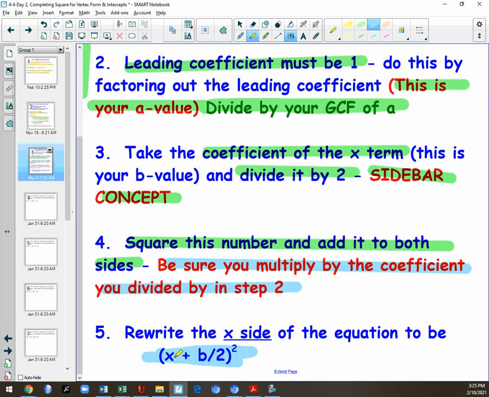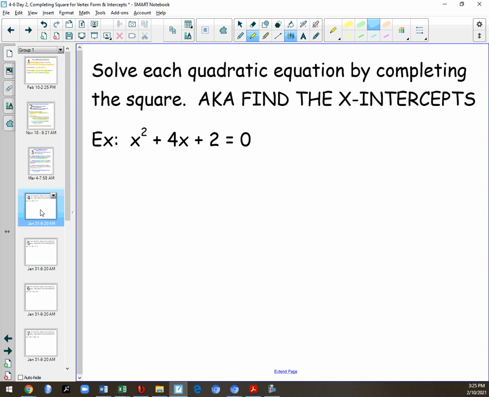So you kind of just have to jump in and do it. So let's go ahead and do this. Tonight's homework looks exactly like these examples. So as you are doing your homework tonight, it's super important that you watch these examples if you get stuck, okay? So directions: solve each quadratic equation by completing the square. Whenever it says to solve, that means you are simply finding the x-intercepts.